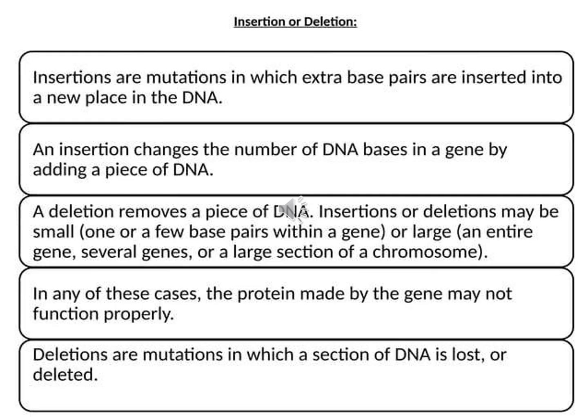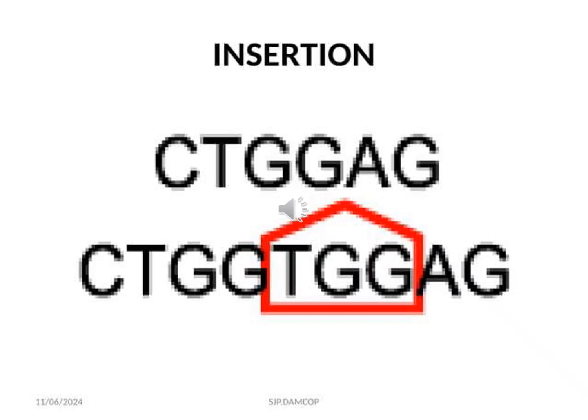Deletions are mutations in which a section of DNA gets lost. In this picture you can see insertion: CTGGAG is there, but into that, one set of three bases, TGG, gets inserted after CTGG, giving CTGGTGGAG. That is known as an insertion mutation.